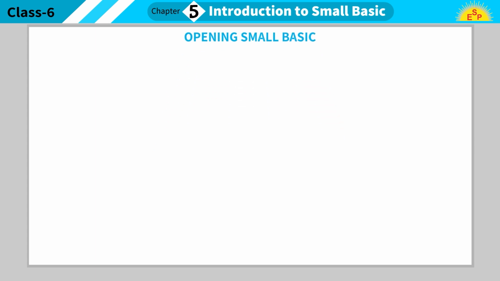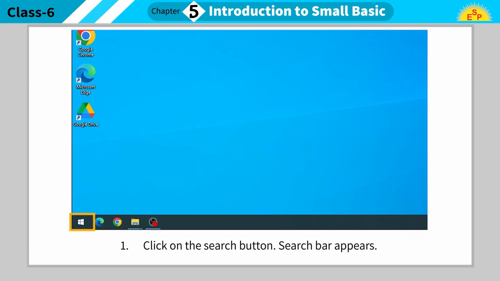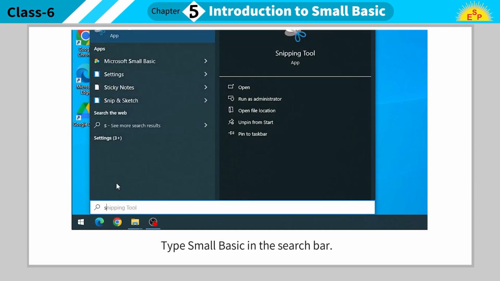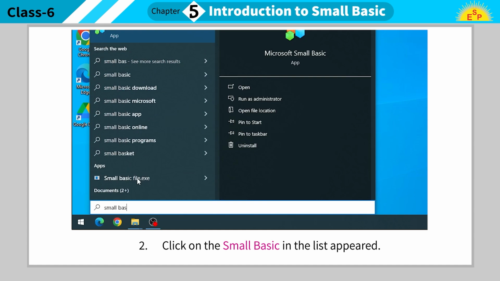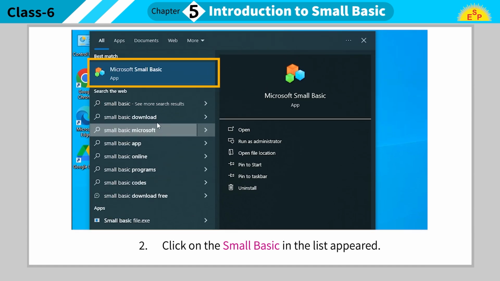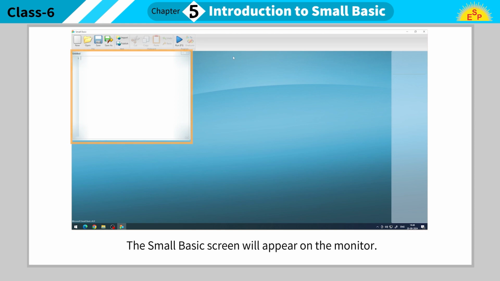Opening Small Basic. Follow the steps to start Small Basic. Step 1. Click on the search button. Search bar appears. Type Small Basic in the search bar. Step 2. Click on Small Basic in the list that appeared. The Small Basic screen will appear on the monitor.